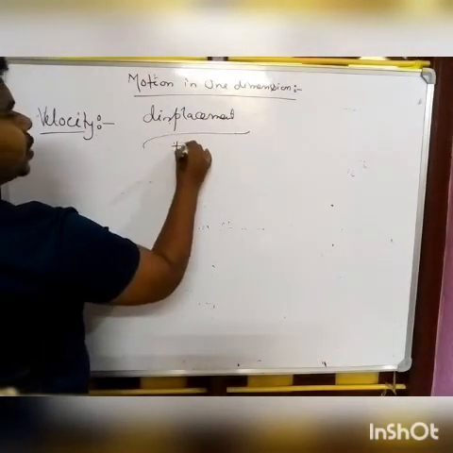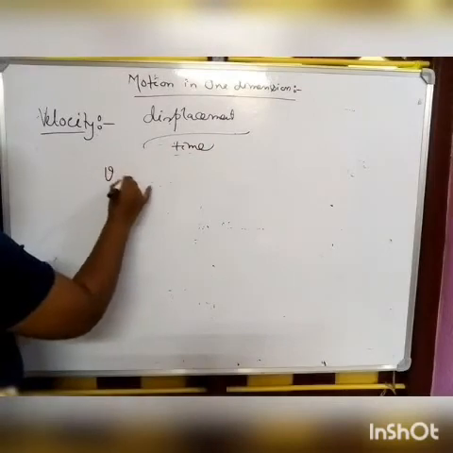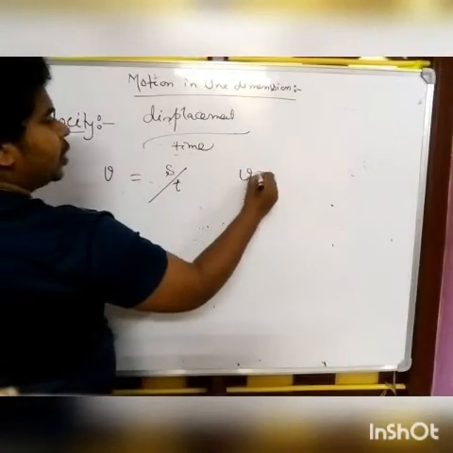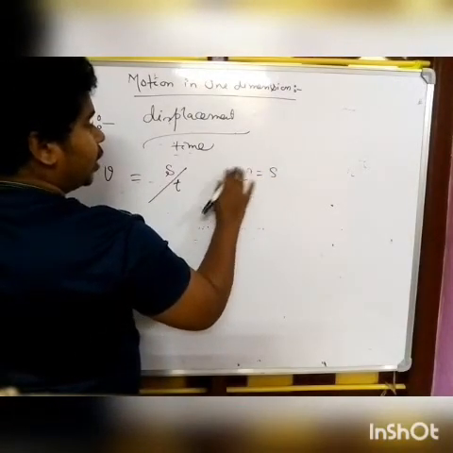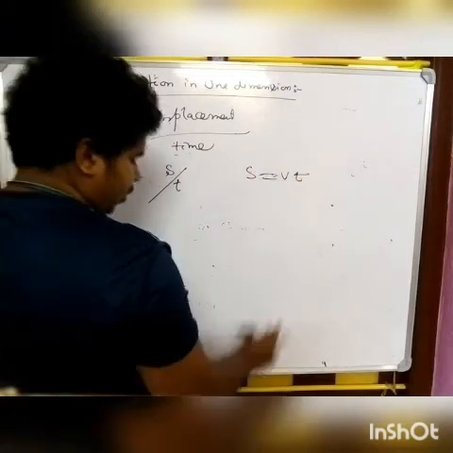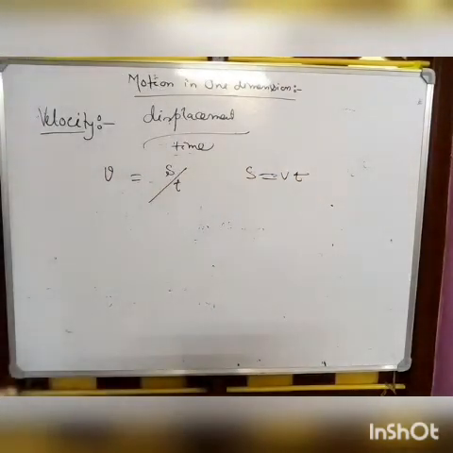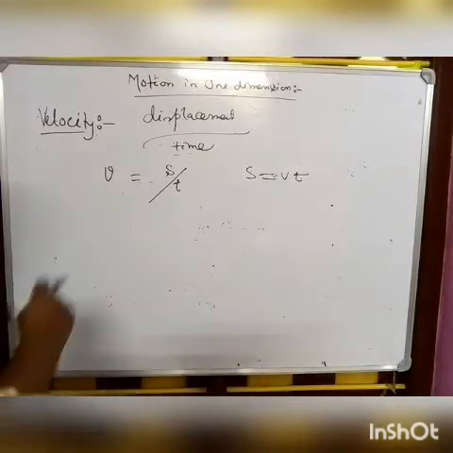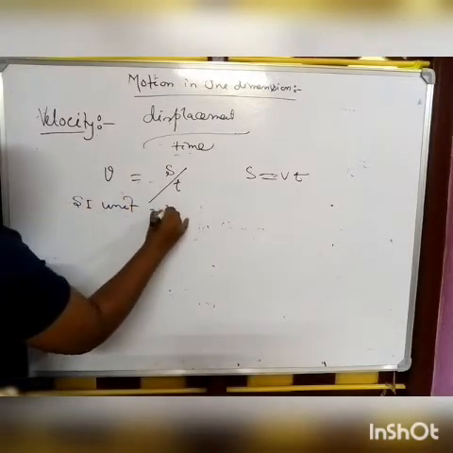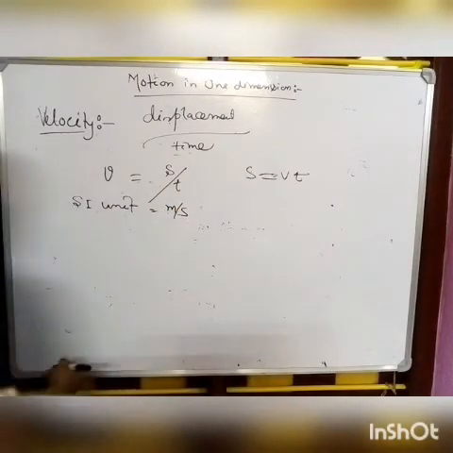per unit time. So if I am talking about velocity as v, displacement as s and time as t, then v equals s by t, and if I want to find s, then s equals v into t. Okay, so that is the definition, where displacement per unit time is known as velocity. So displacement is also measured in meters, so its SI unit should be meter per second. What are the characteristics?